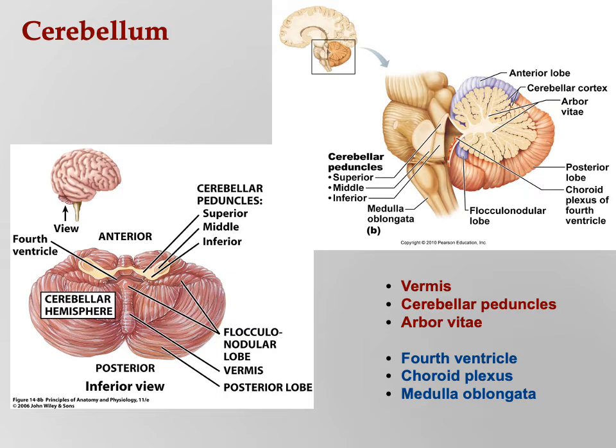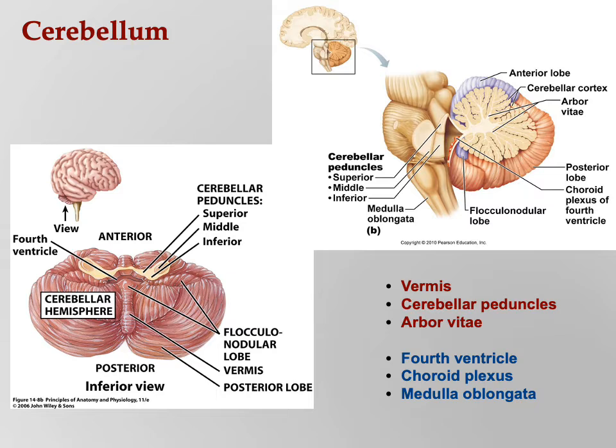Then the arbor vitae. All right? So arbor vitae, arbor means tree, and vitae means life. So the arbor vitae is the tree of life. Just one of those, people in the Renaissance and Middle Ages were drunk all the time. They were always giving weird names to things. But in the upper right, you can see there, see how it looks kind of like a tree? There's that white area in the middle of the cerebellum. It's got branches coming out. That's the arbor vitae, the tree of life.